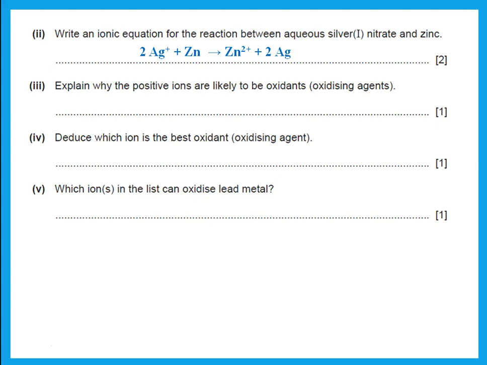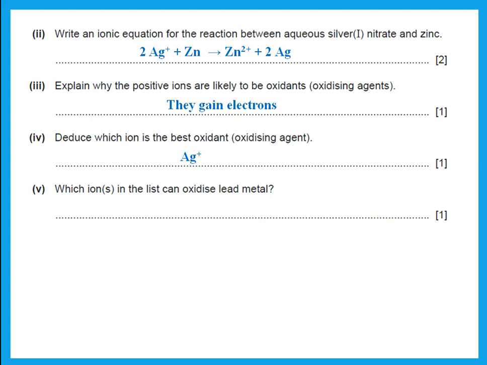Okay, explain why the positive ions are likely to be oxidizing agents. We said oxidizing agents means they become reduced. Become reduced means they gain electrons. Well, potassium ions or positive ions, when they start to react, they would want to gain electrons. Deduce which ion is the best oxidizing agent. Which one is more likely to gain electrons? The one that is at the bottom of the series, the one that is less reactive as a metal. Because remember, when we say something is a reactive metal, it tends to lose electrons, not gain electrons. So the one that is more likely in the list to gain electrons is the one that is less reactive.